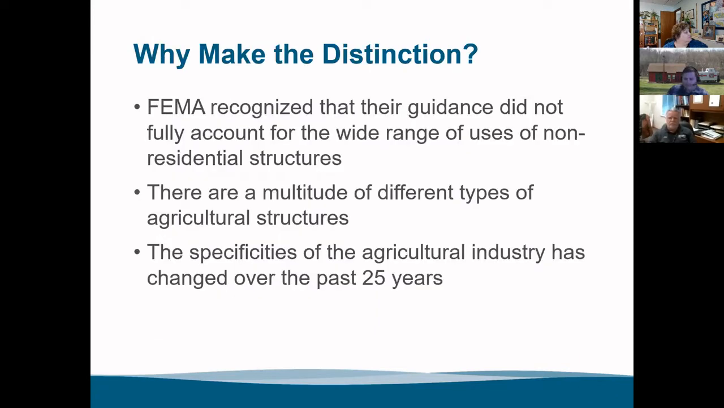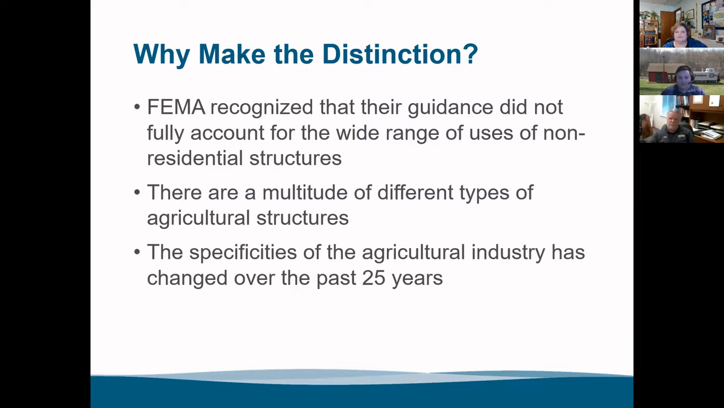Now, why are we making this distinction in the first place? Why do we need to create the definition for agricultural structures? Why do we need to specify all of these things? So FEMA recognized that their existing guidance at the time did not fully account for the wide range of uses for non-residential structures. Most of the time, floodplain administrators, you're only concerned with residential or non-residential structures and how to permit those. FEMA understood that agricultural structures maybe had different uses that could be their own specific definition away from non-residential structures.